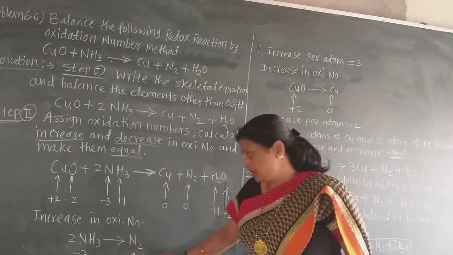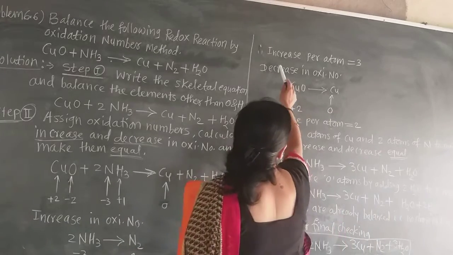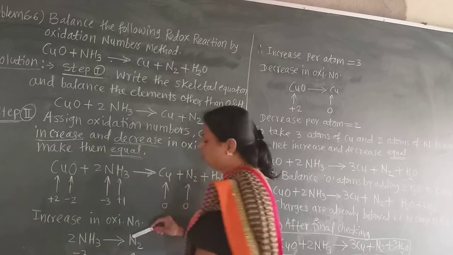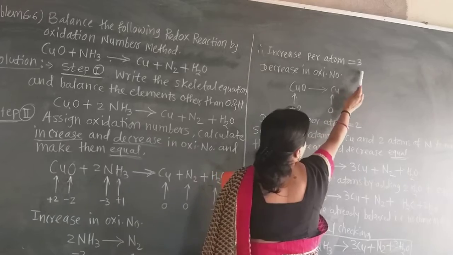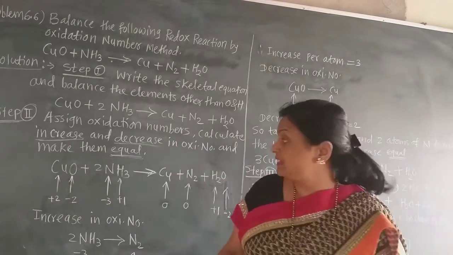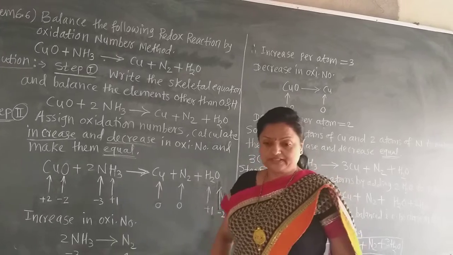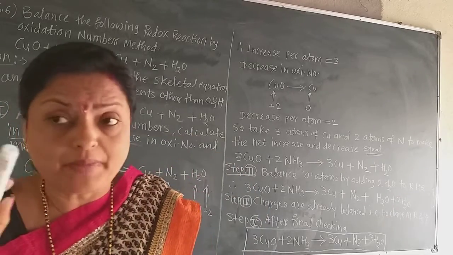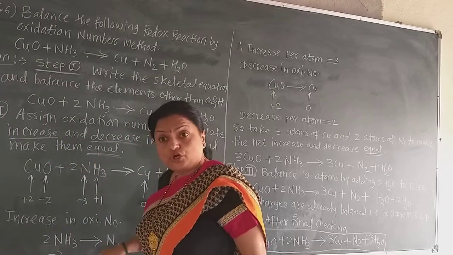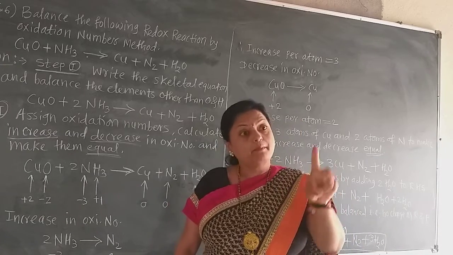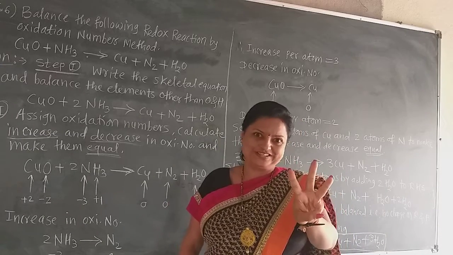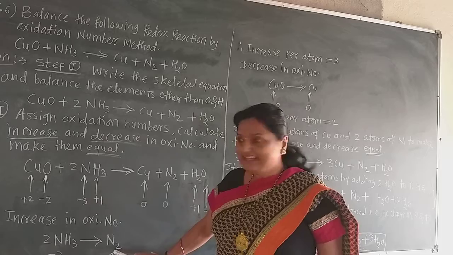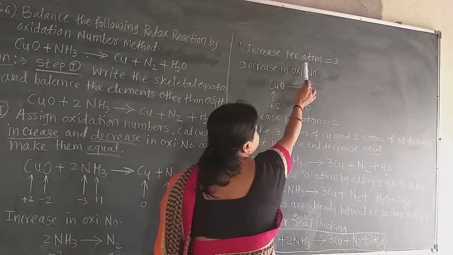So the increase in oxidation number per atom is also equal to 3, because the oxidation number increases by 3, from -3 to 0, that is -2, -1 and 0. In this way, 3 numbers are increased, and therefore the increase per atom is 3.